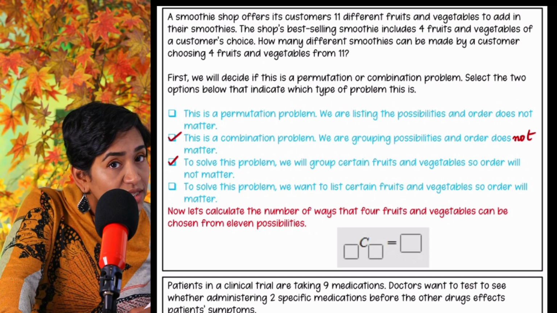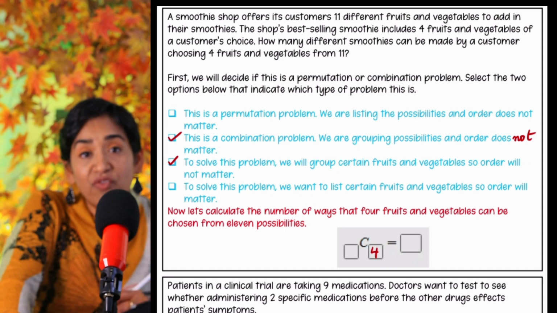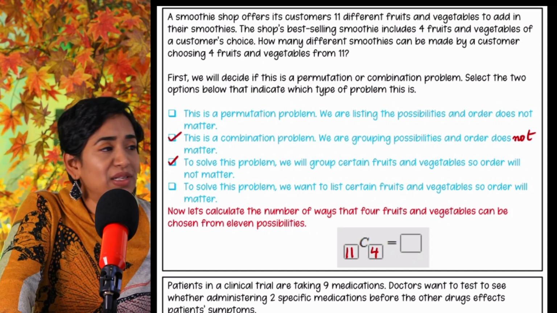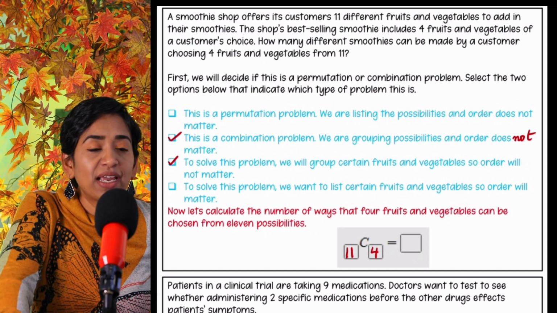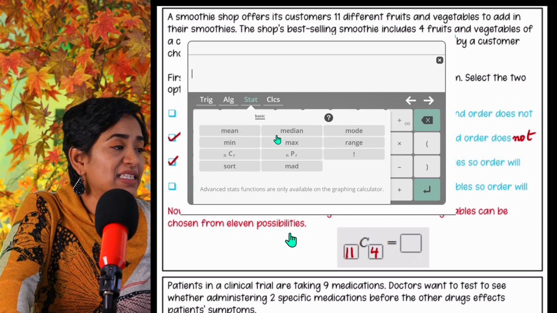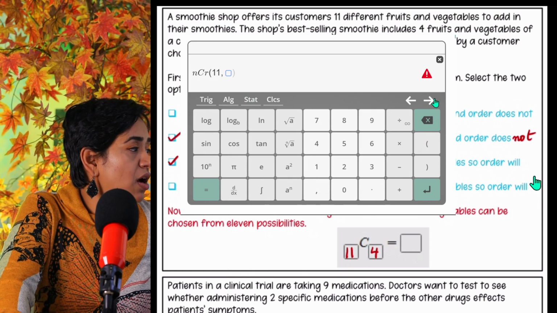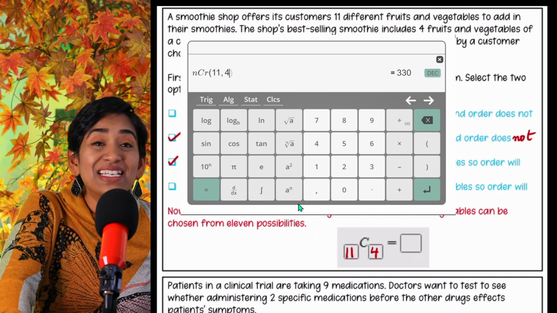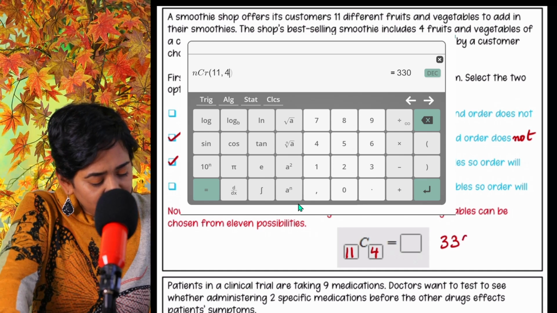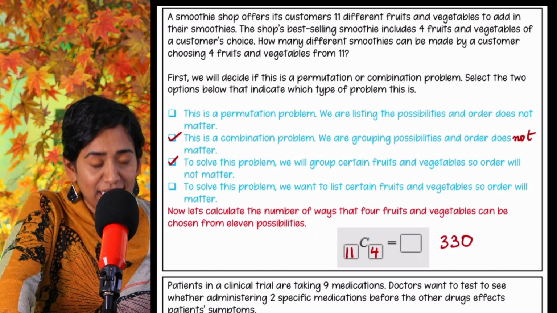Now, once I know this, what am I doing? I am choosing four fruits and vegetables from 11 different fruits and vegetables. How do I do that? Bring my handy dandy Class Calc, delete it, stats, nCr. From 11 vegetables, I am choosing four. So 330 ways. Fair enough? All right. Let's take a look at the next one.